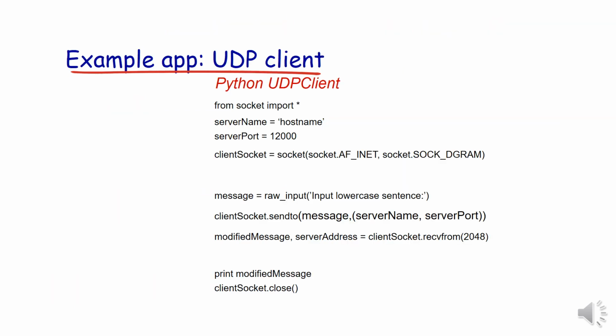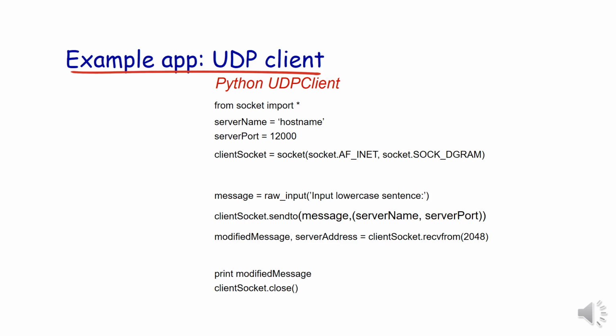Here is the Python code from the UDP client. The first statement is the include statement, from socket import star. Socket is the library which is imported into our program so that we are able to use the functions under the socket module. Then these are the constants, server name and server port address.